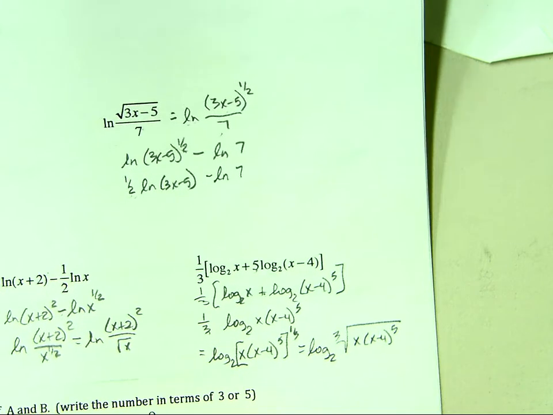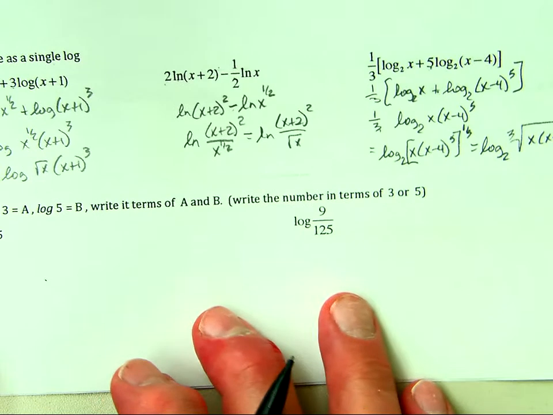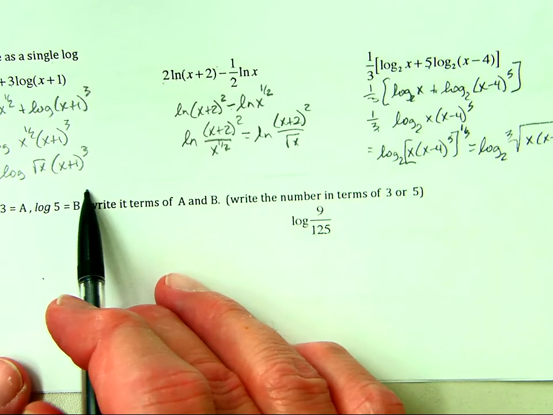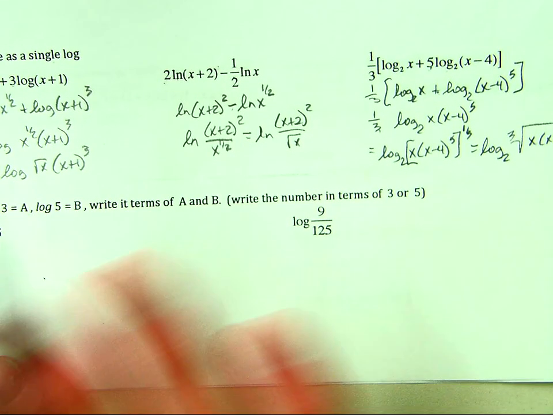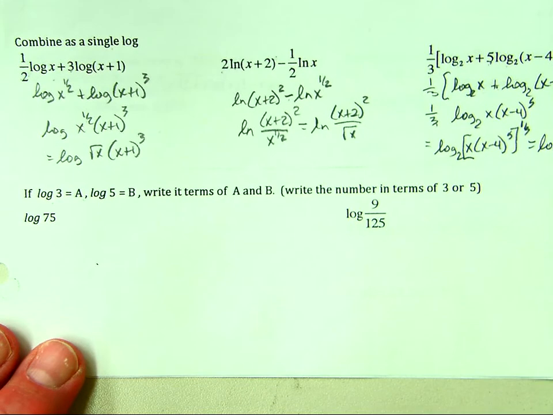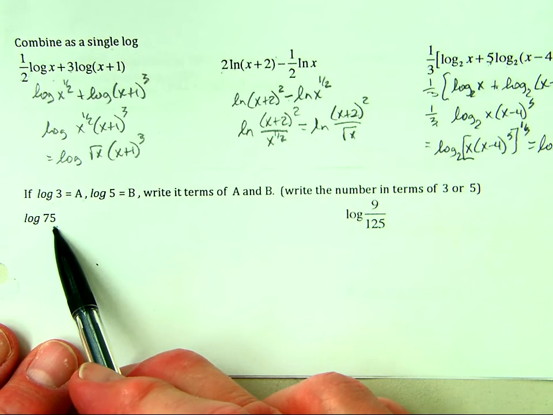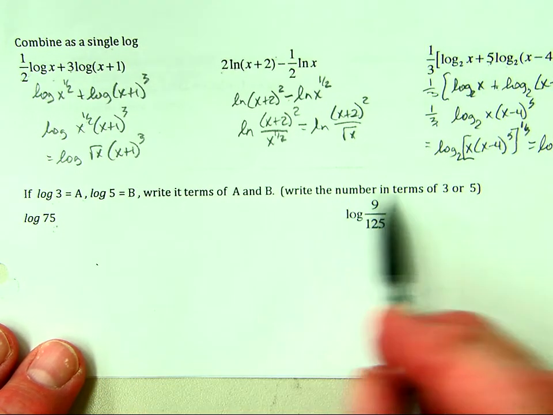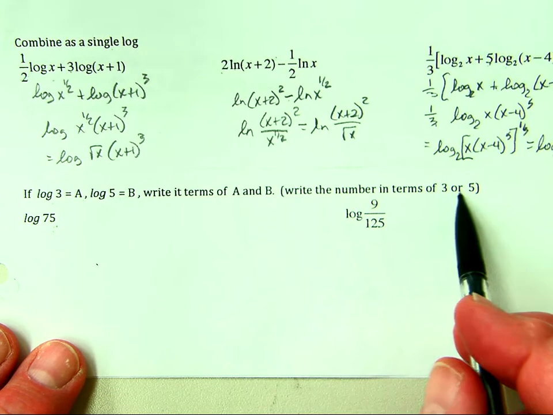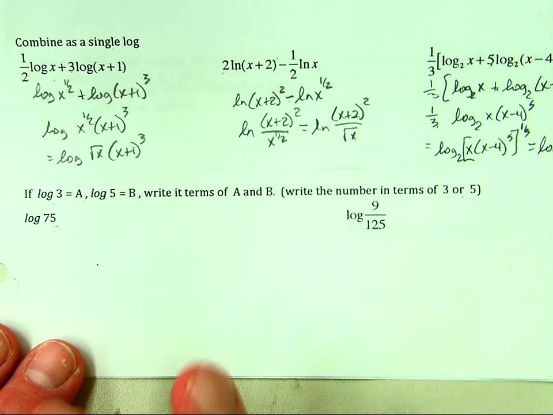This next one uses those same properties. It's a little more complex in that we have 2 things to go by. We know the log of 3 is A and the log of 5 is B. That's all we know. We want to write this log of 75 in terms of A and B. That means, since all we know is the log of 3 and the log of 5, we need to break it down. So we need to find some way to write 75 using only bases of 3 and 5.